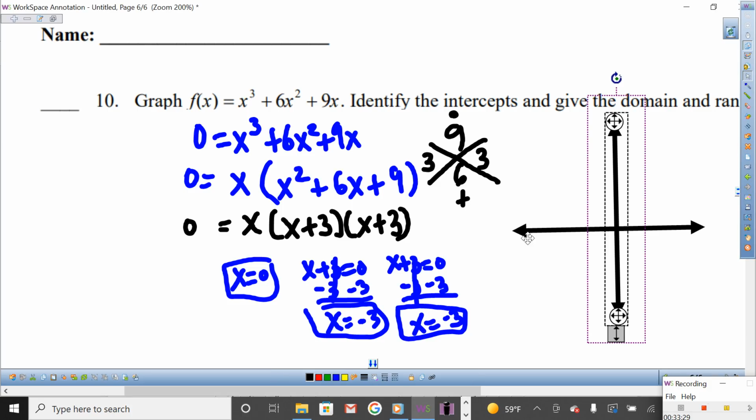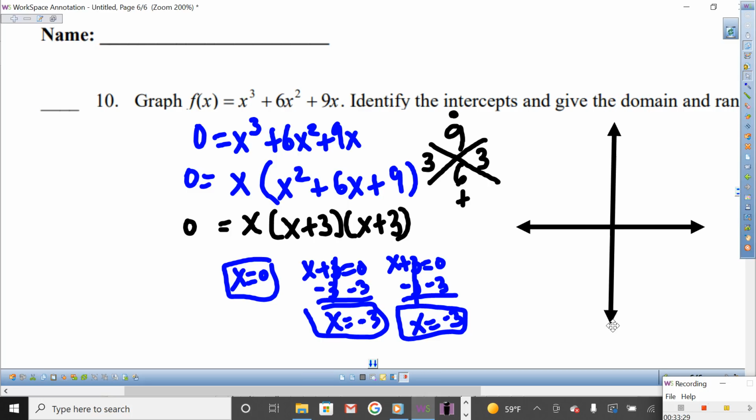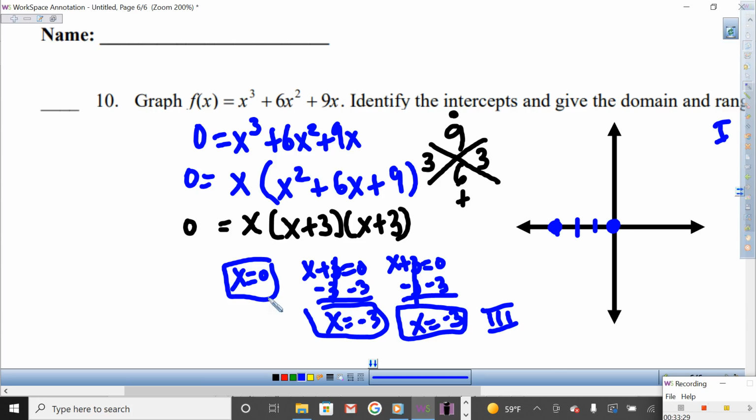And by the way, what's the highest degree of that function, guys? 3. So what kind of function is it? Let's see, it's an odd function, right? Okay, so where does it start and where does it end? Starts over here somewhere, and it ends over here. So keep that in mind when we're graphing. So let's plot our intercepts. 0. There it is. Negative 3. 1, 2, 3. There it is. So I'm done with 0.